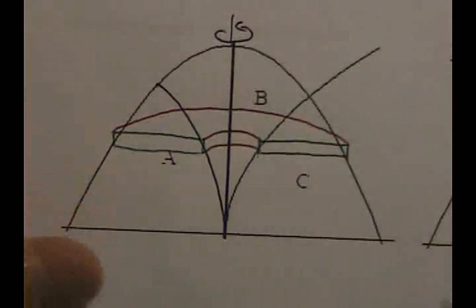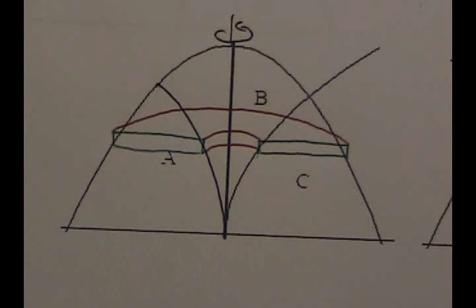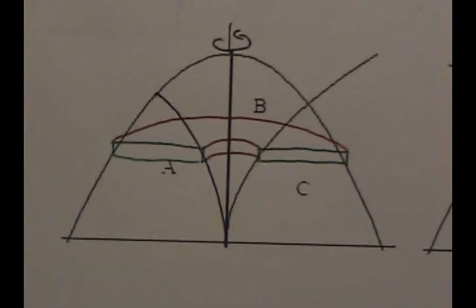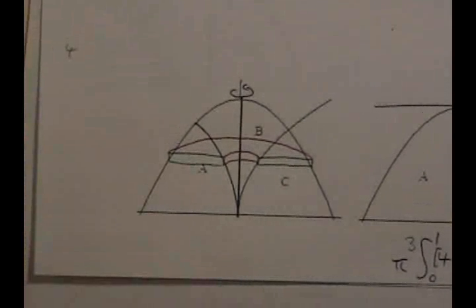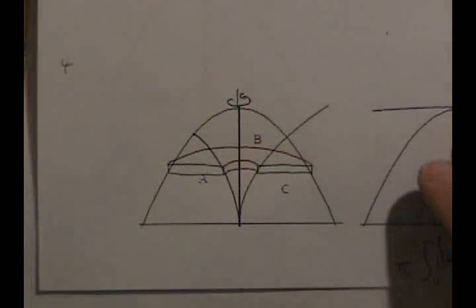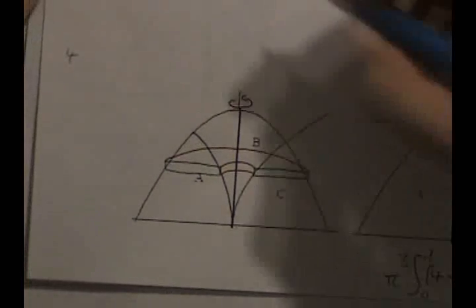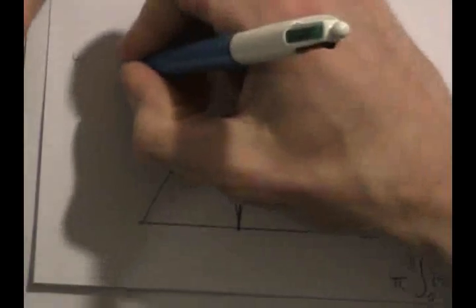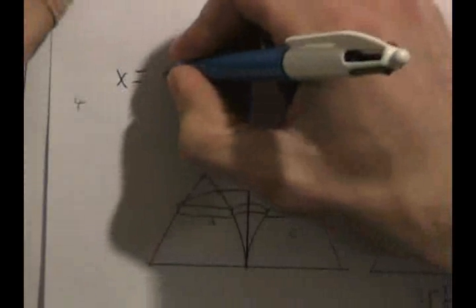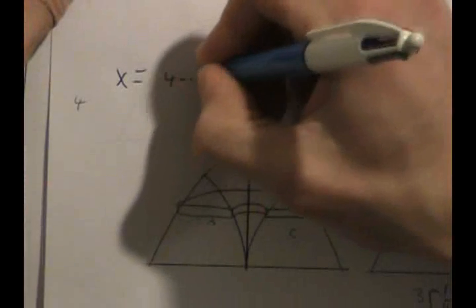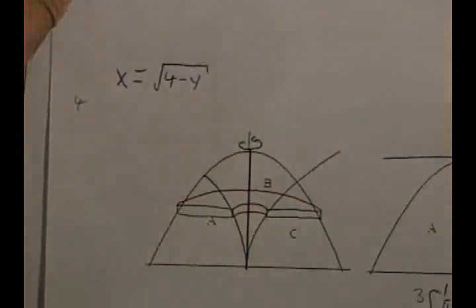So a typical half washer will look like this. This suggests that we're going to have to integrate with respect to y on this one. So take the functions and isolate y. And the first one, since the top function is 4 minus x squared, when you rearrange that, that will give you x equals the square root of 4 minus y, plus and minus.